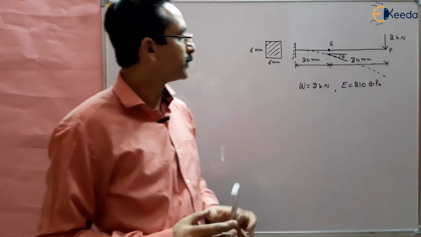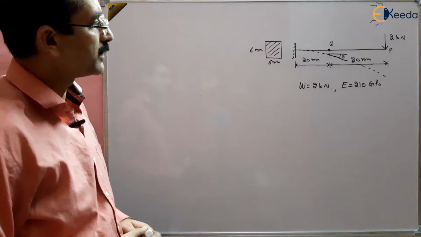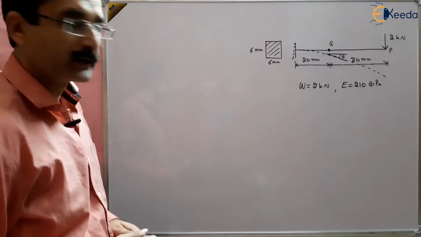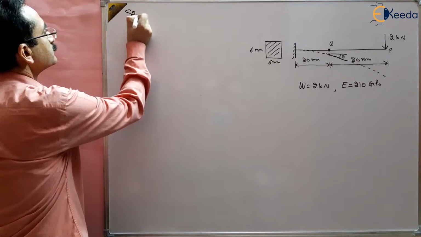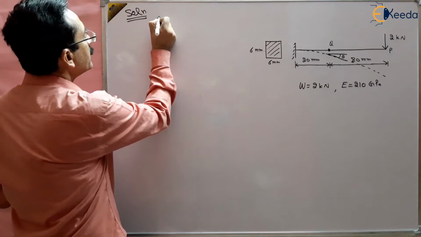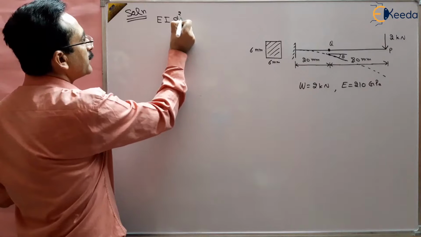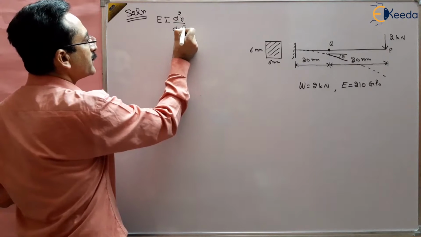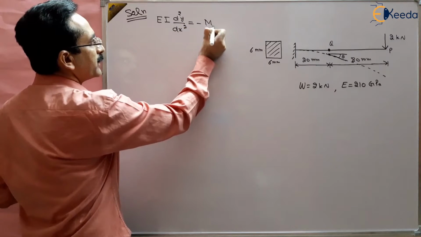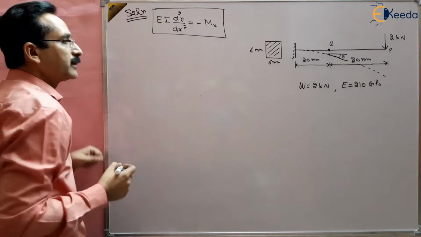So this is a question of slope and deflection. We have to find out the slope at point Q. How to solve this question? We know the deflection equation: EI d2y by dx square equal to minus M at a point x, right? This is our deflection equation.